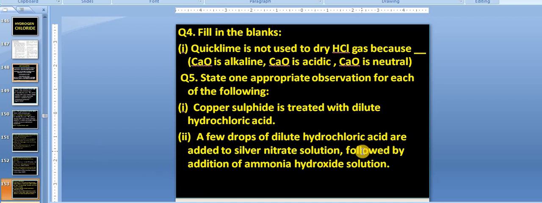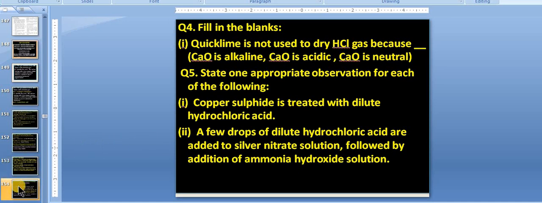And please see the next part, followed by addition of ammonium hydroxide. The first part, I am sure that you know, you will write: curdy white precipitate is formed, or white precipitates are formed, which is soluble in ammonium hydroxide. This is the answer. Please keep this in mind whenever you are writing these answers.